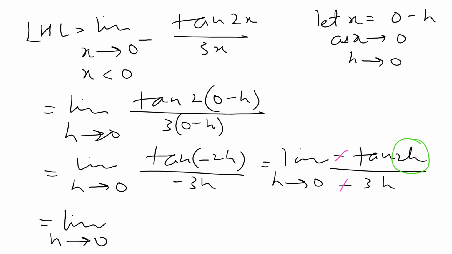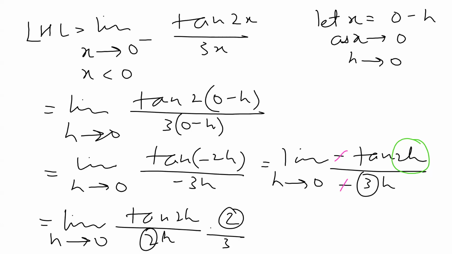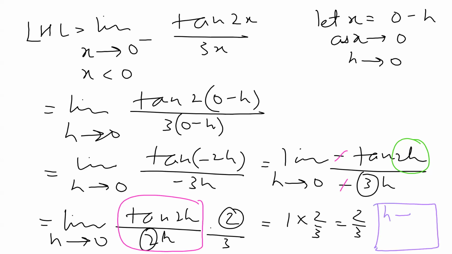So what we will do is limit h approaching 0, make the denominator 2h. So we are multiplying and dividing by 2. And this 3, I'll just write it over here. So this pink colored part is 1 into 2 by 3, which is 2 by 3. And one thing you write for the paper corrector, as h approaches 0, 2h also approaches 0. Make sure that you're writing this for the paper corrector.